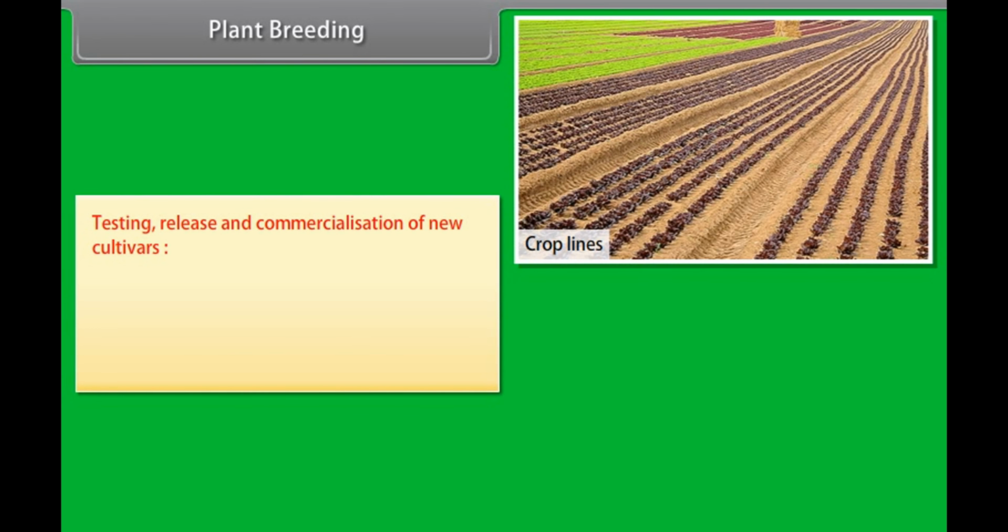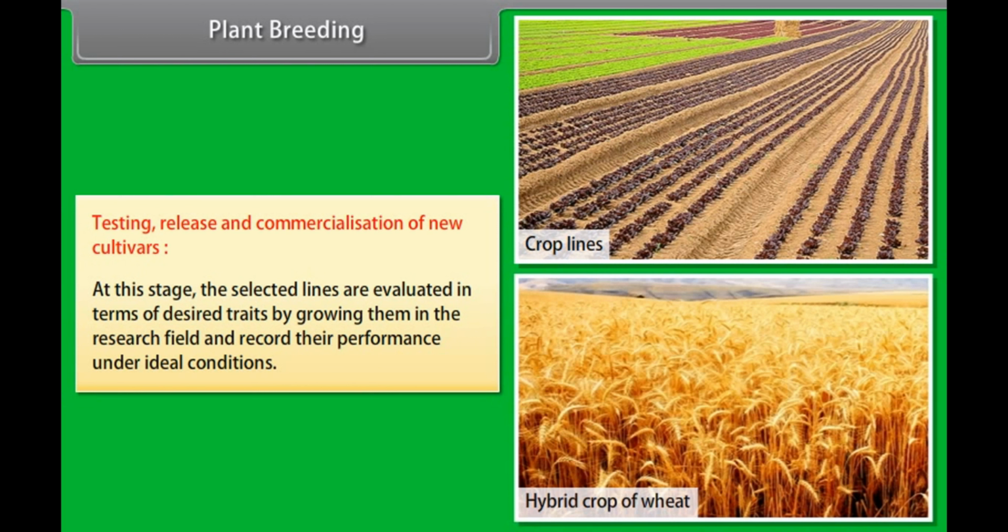Testing, release and commercialization of new cultivars. At this stage, the selected lines are evaluated in terms of desired traits by growing them in the research field and recording their performance under ideal conditions.